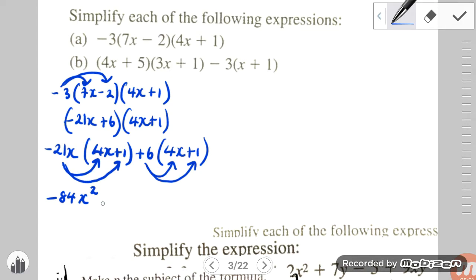Negative times positive gives us a negative. 21x times 1 is equal to 21x. 6 times 4 is 24 with the x, so that's 24x. And 6 times 1 is 6.